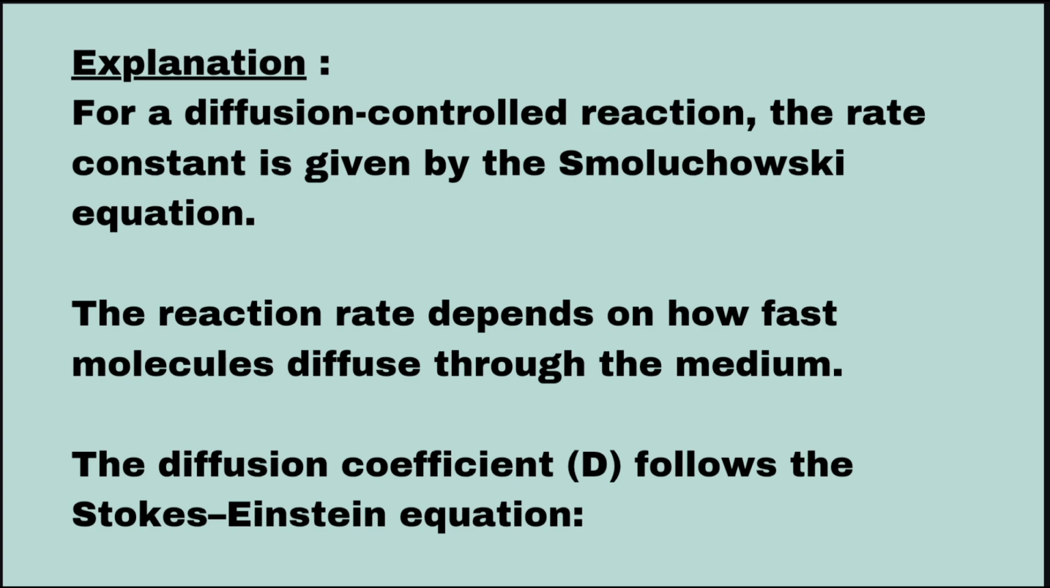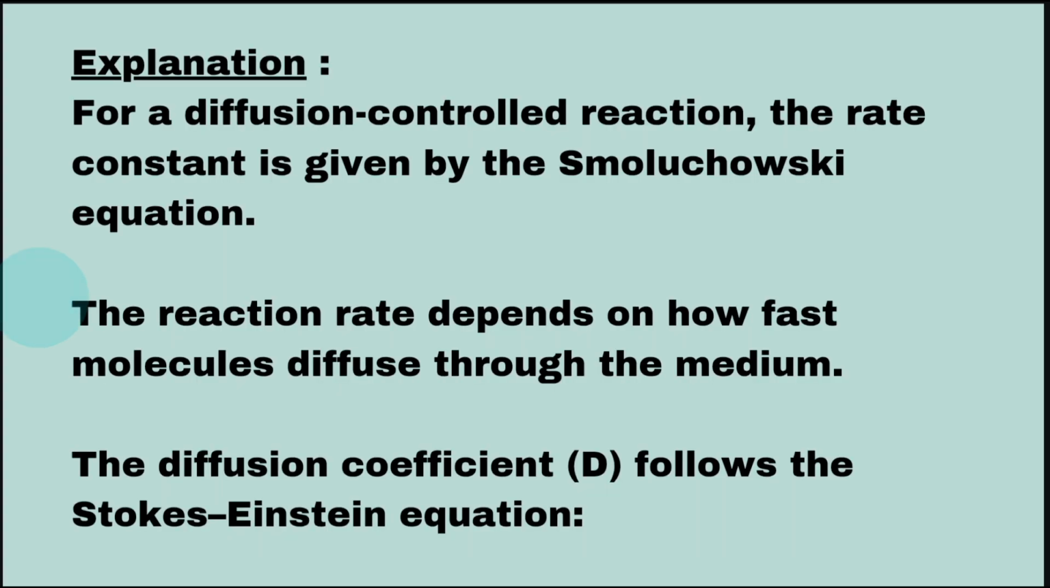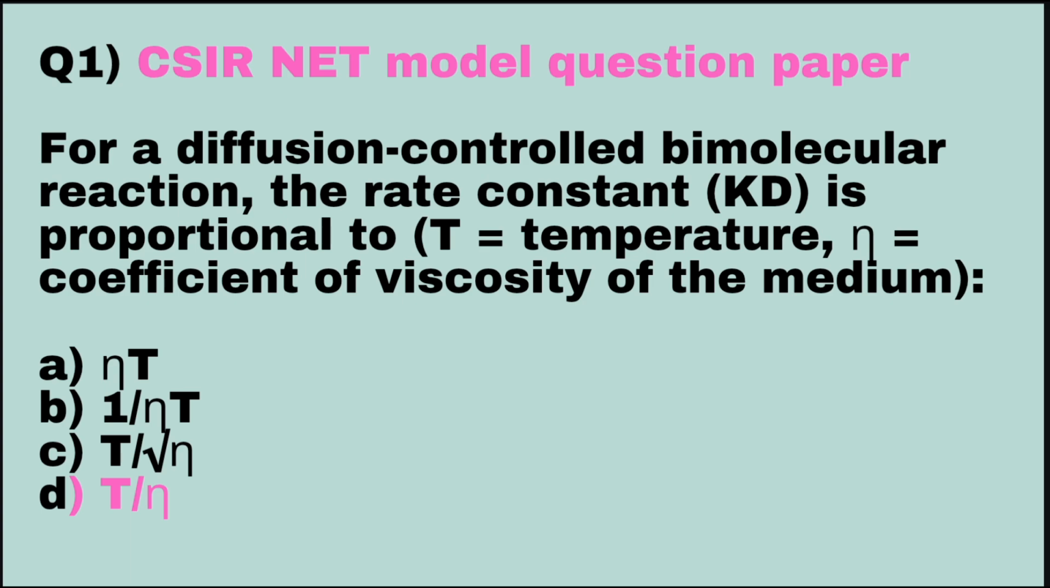For a diffusion controlled reaction, the rate constant is given by the Smoluchowski equation. The reaction rate depends on how fast molecules diffuse through the medium. So the diffusion coefficient D follows the Stokes-Einstein equation. Now D is directly proportional to T by eta, since Kd is directly proportional to D. Therefore, Kd is directly proportional to T divided by eta. So the correct option is option D, T by eta.